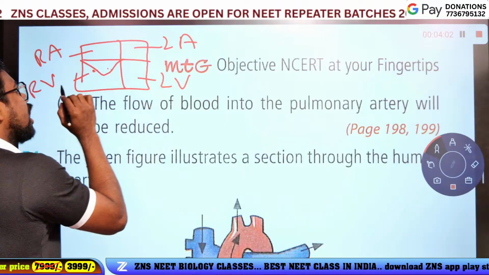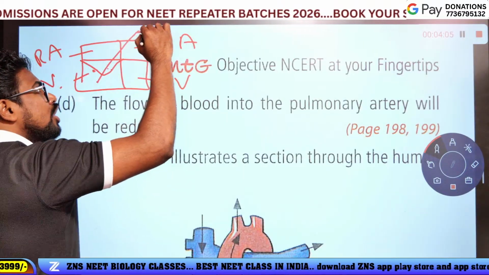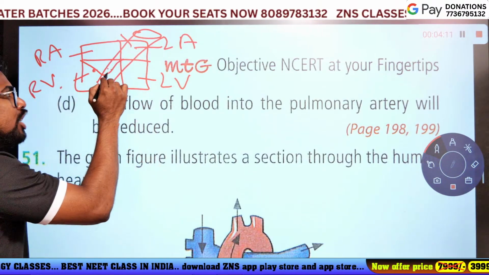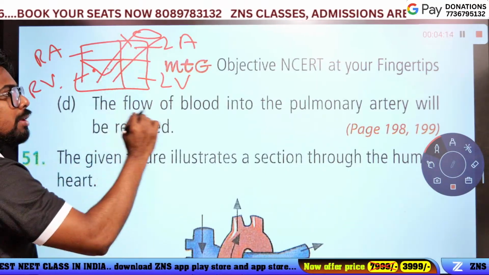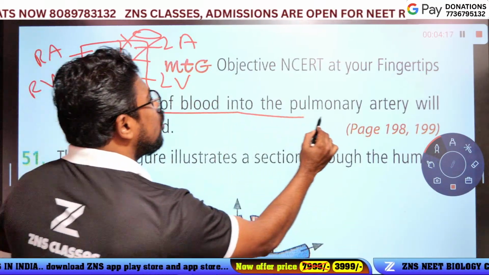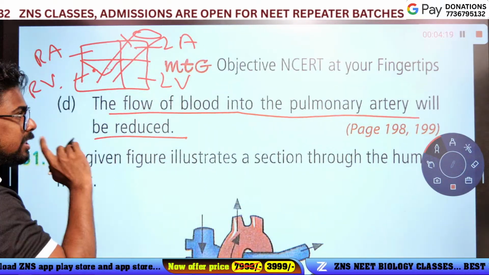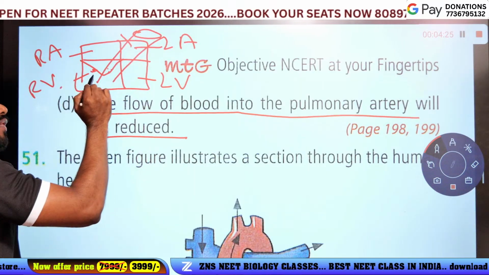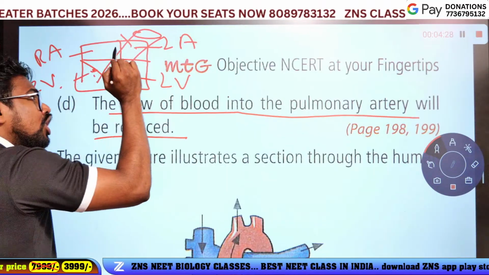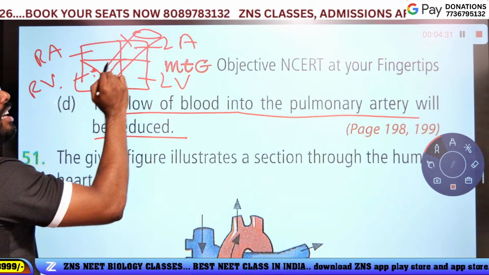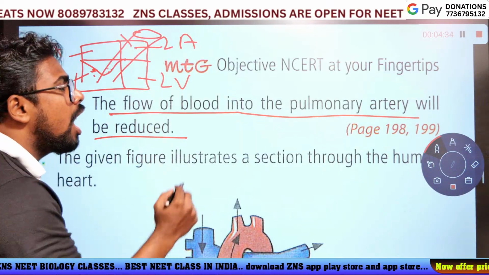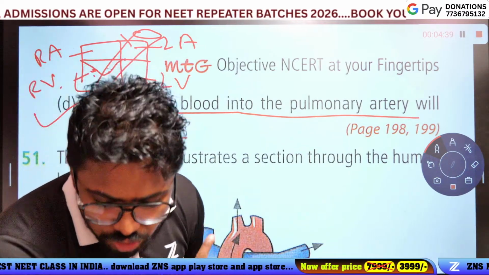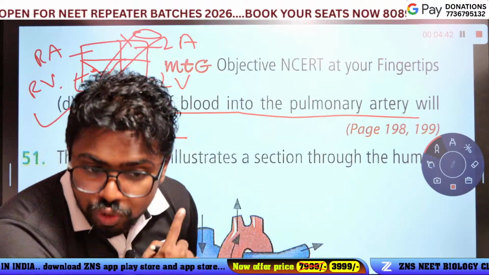The right ventricle pumps blood into the lungs through the pulmonary artery. The chordae tendineae is injured. What happened? Look here, guys, the flow of blood into the pulmonary artery will be reduced, because the chordae tendineae of the right ventricle is affected. The flow of blood into the pulmonary artery will be reduced. The answer is option D. Good question. Super question.